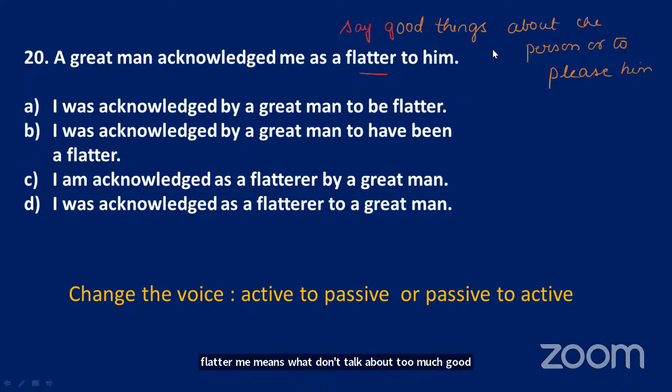All right. So how do you convert this to passive? 4 options are given. I was acknowledged by a great man to be flatter. Or I was acknowledged by a great man to have been a flatter. Or I am acknowledged as a flatterer by a great man, or I was acknowledged as a flatterer to a great man. Yes. Let me see how many are giving.